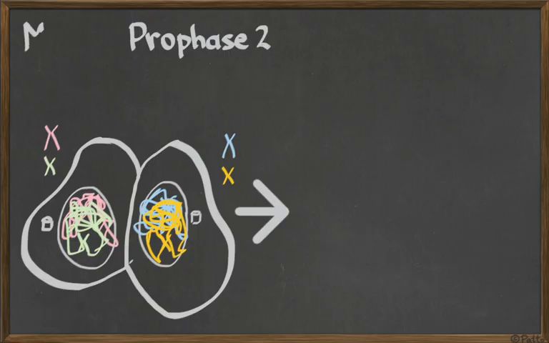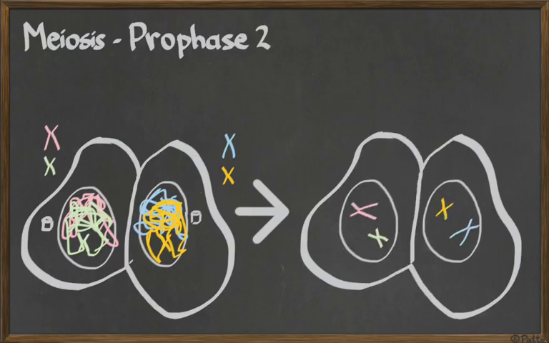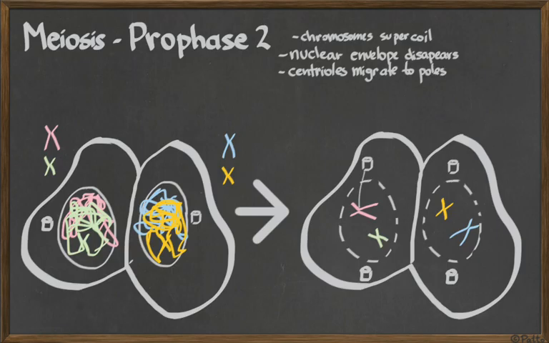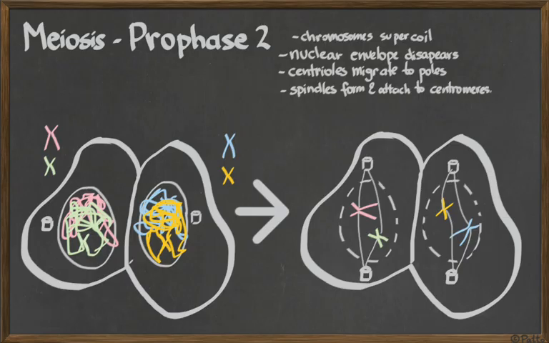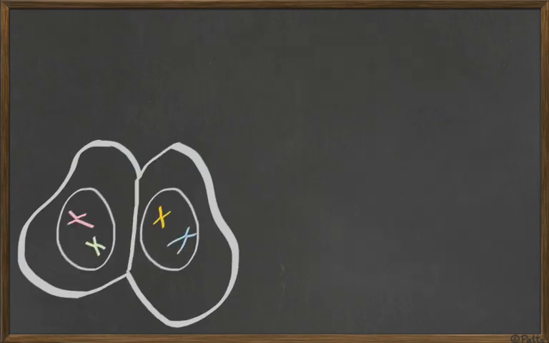What happens during prophase 2? Now it's exactly like mitosis. In prophase 2, chromosomes supercoil, the nuclear envelope disappears, and spindles are formed. If there are centrioles, they are doubled and migrate to the poles, and the spindles are formed over there. So this is prophase 2, exactly like mitosis. Meiosis 2 is kind of a mitosis. Okay, so all that happened in prophase 2.